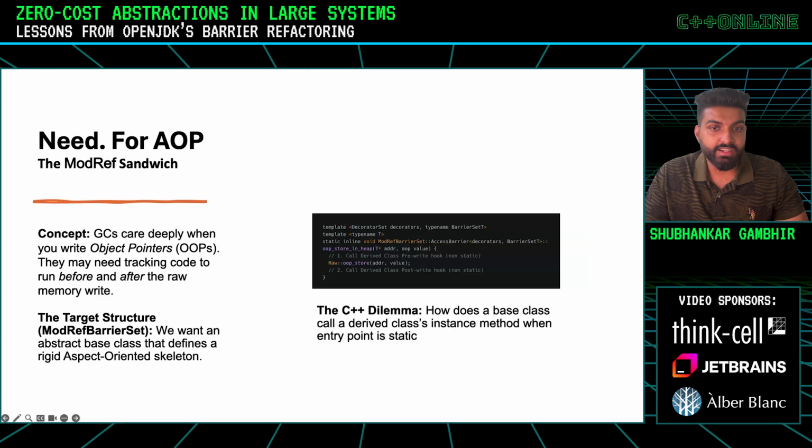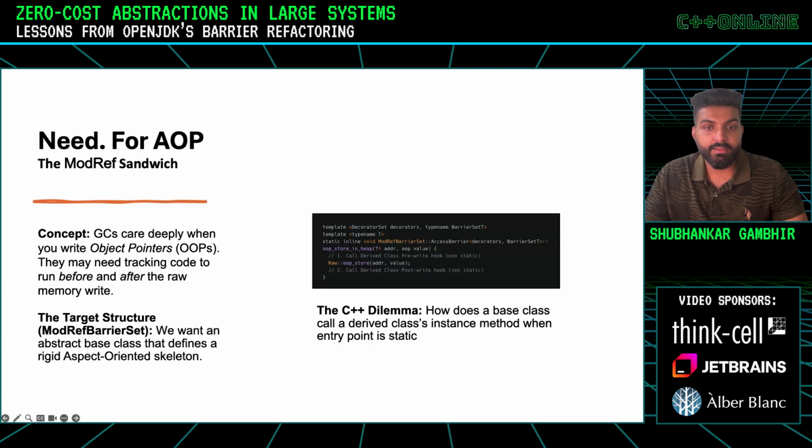Why does HotSpot need this? Because of aspect-oriented programming. Generational GCs like Serial, Parallel, and G1 need to execute tracking code before and after you write a pointer to memory. So HotSpot provides an abstract skeleton called the ModRefBarrierSet, which stands for modified reference.